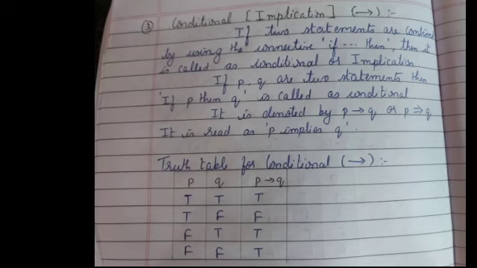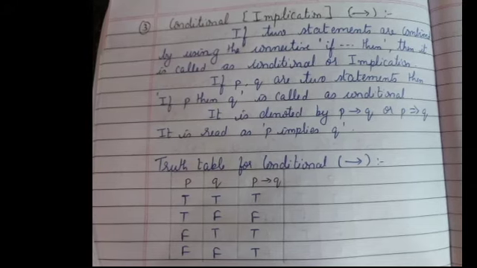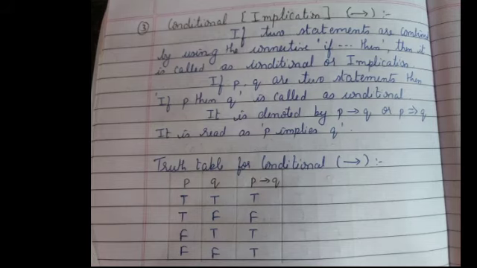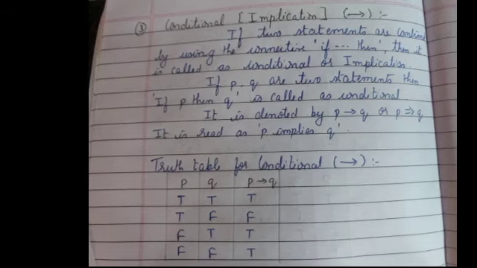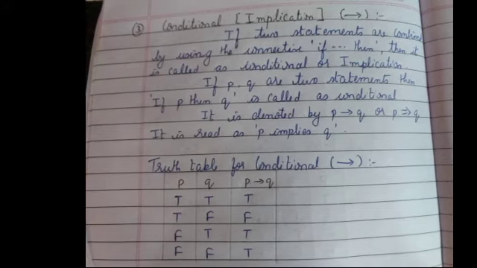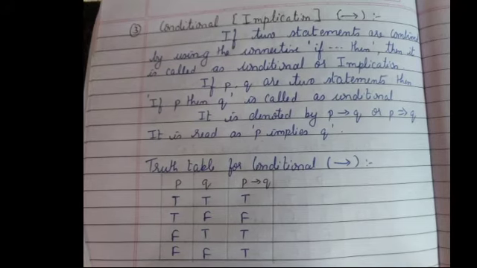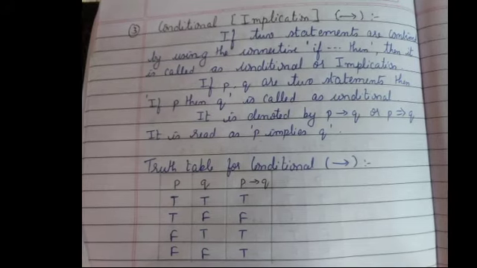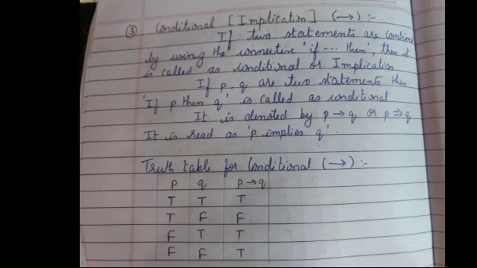The third logical connective is conditional. It is also known as implication. Here, if two statements are combined by using the logical connective if then, it is called a conditional or implication. So if we have two statements P and Q, then if P then Q is called a conditional. It is denoted by P implies Q.